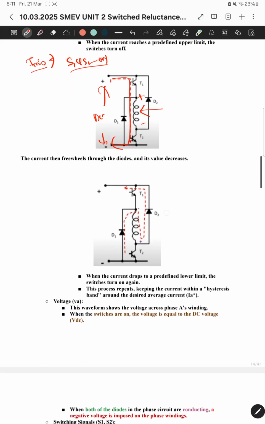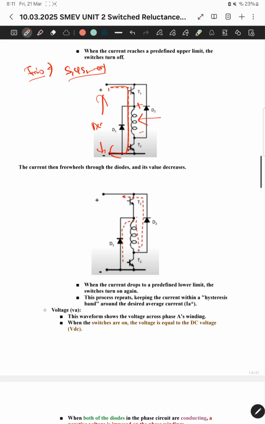Okay, and now here, when the current IA is changed to the maximum value, then as I said, S1 and S2 will be off here. Now when S1 and S2 are off, then D1 and D2 will be on.